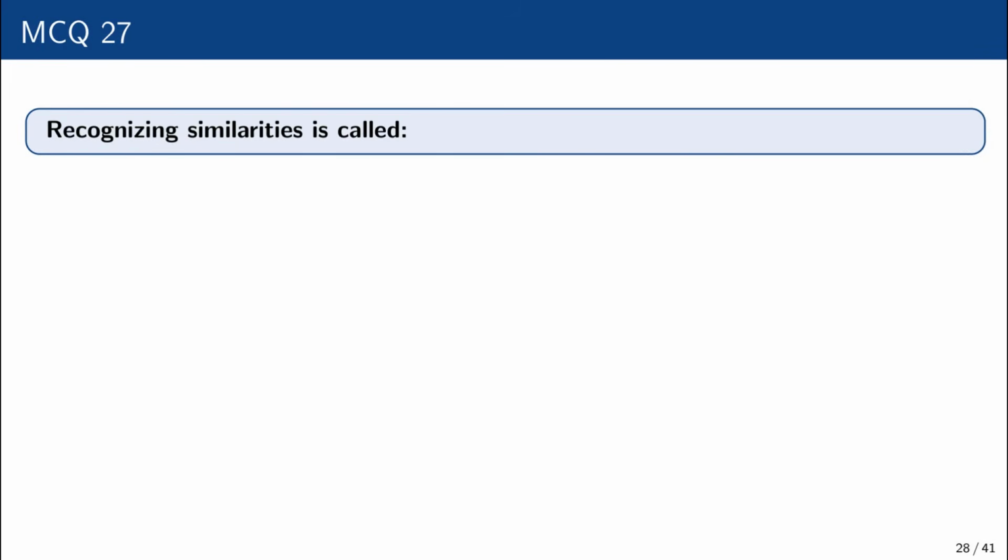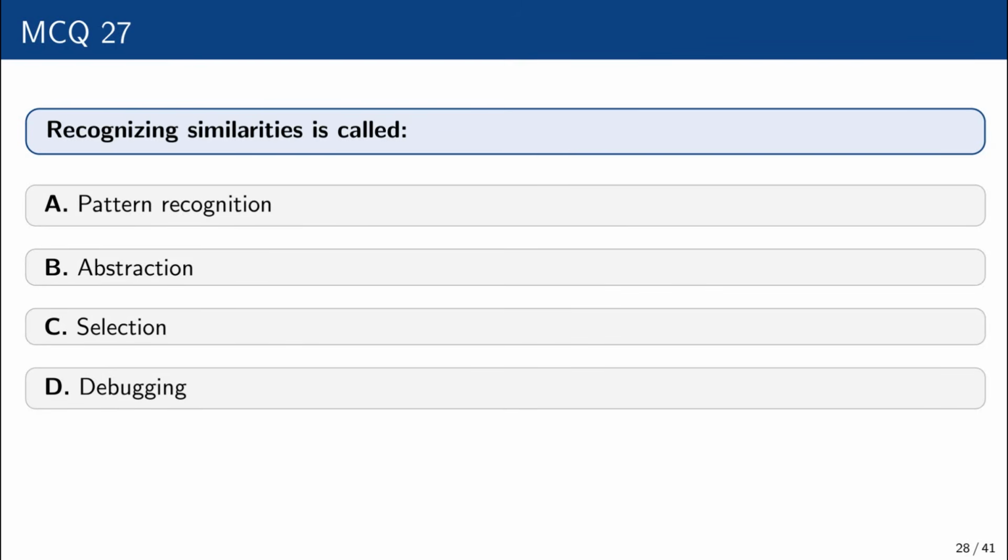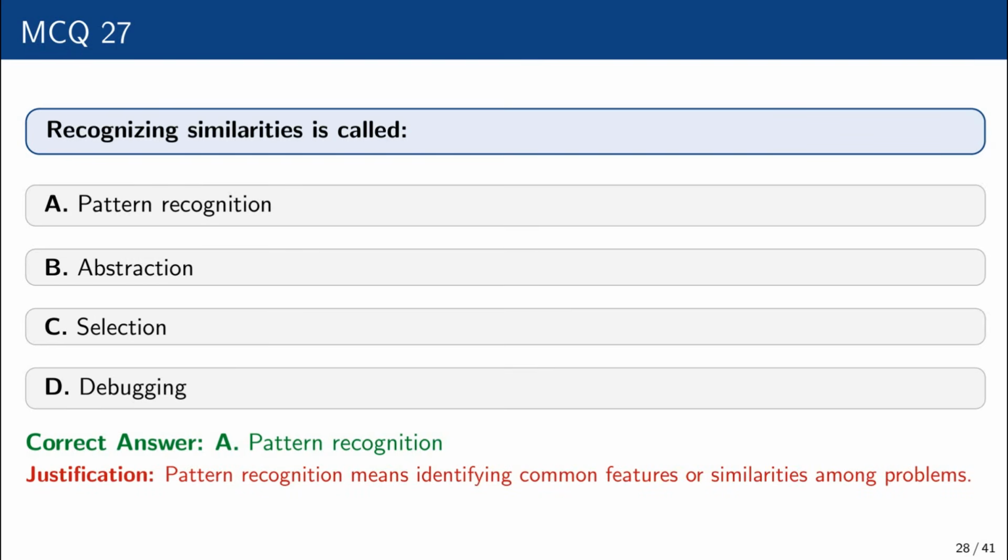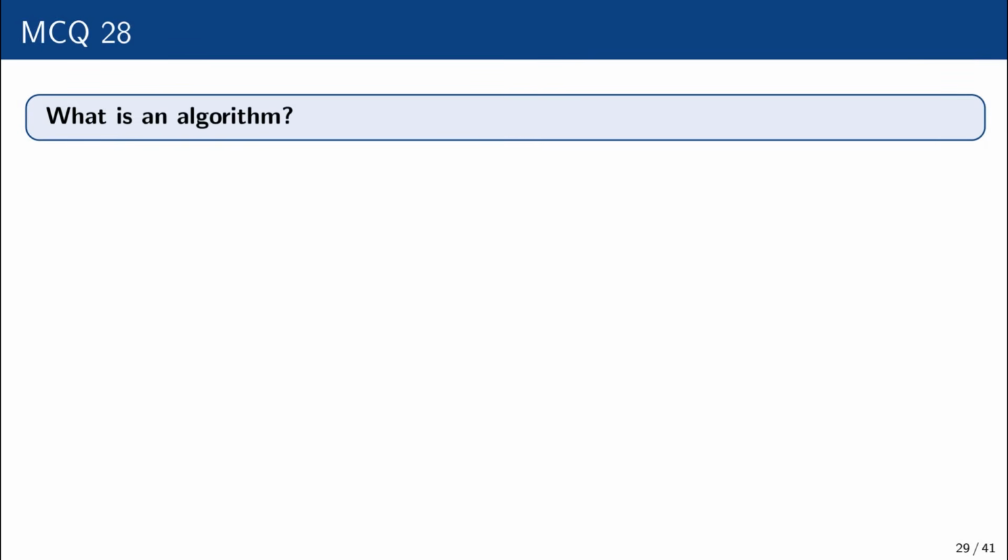Question number 27. Recognizing similarities is called pattern recognition, abstraction, selection, debugging. The correct option is pattern recognition. Because pattern recognition means identifying common features or similarities among problems.